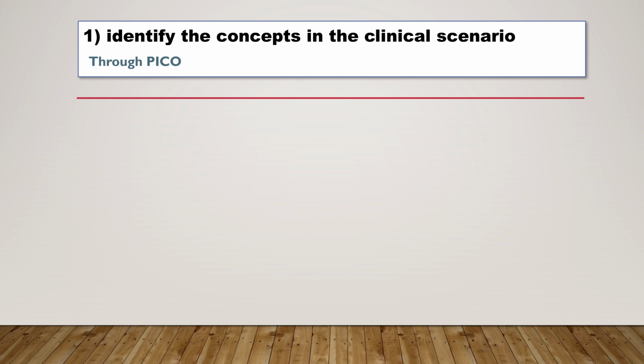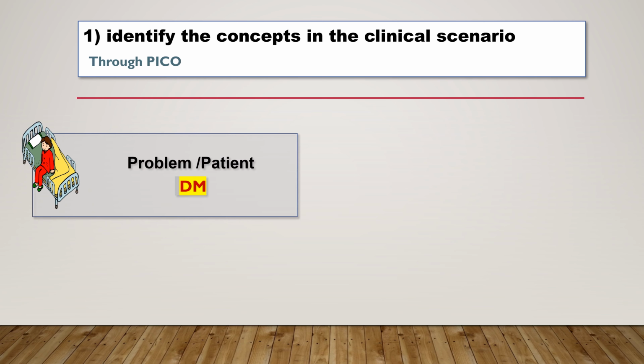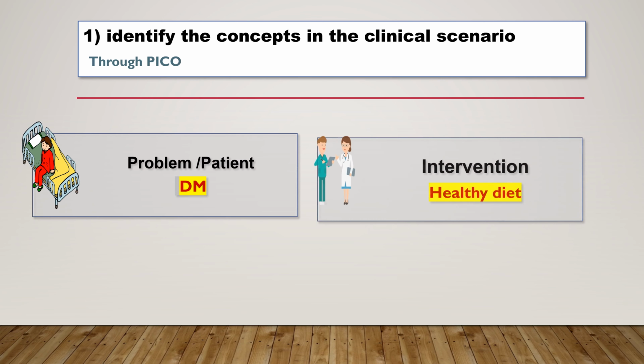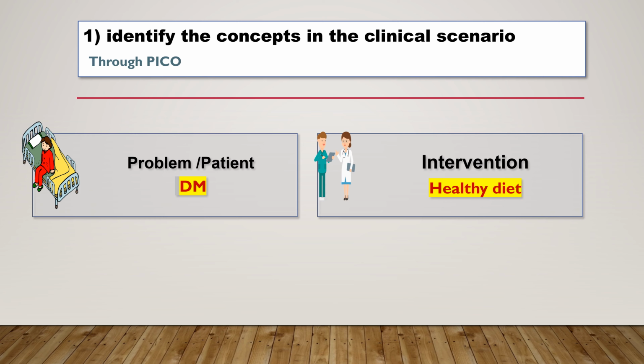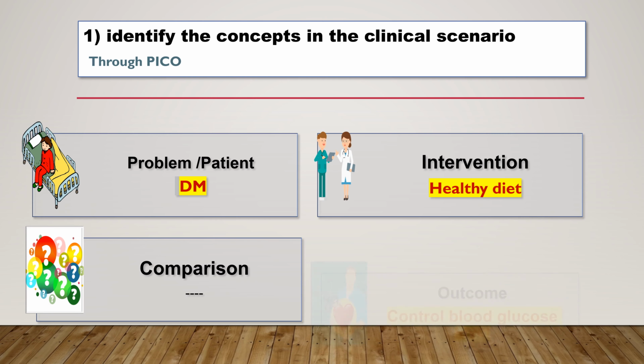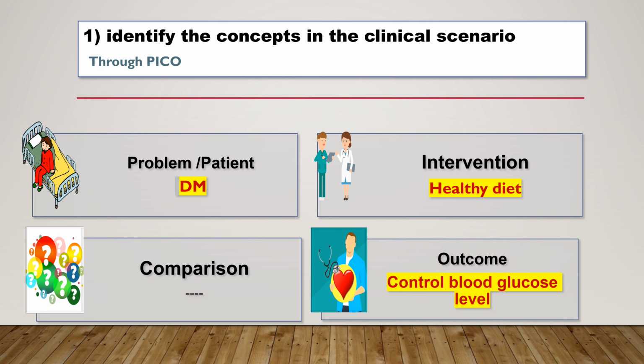1. Identify the key concepts in the clinical scenario using PICO format: Problem, Intervention, Comparison, and Outcome. In our scenario, our P is diabetes mellitus, I is healthy diet, C is none, and O is control of blood glucose level.